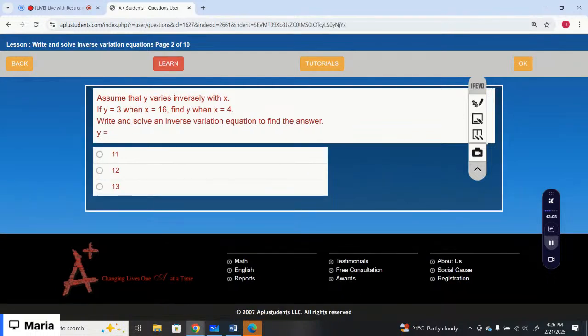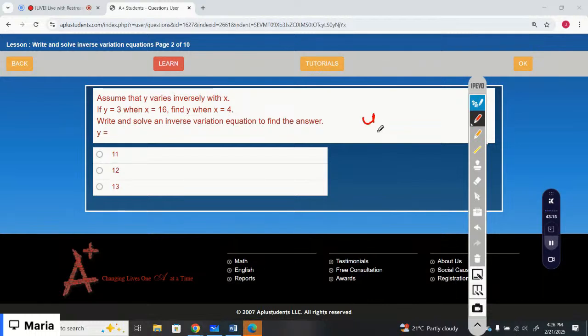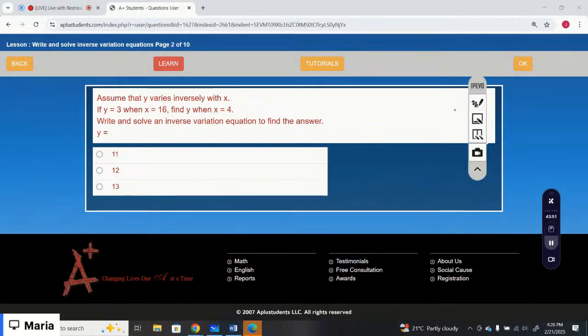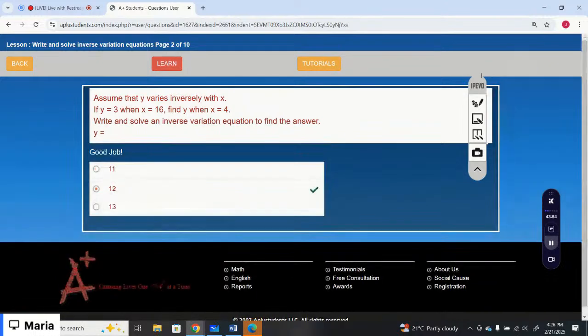Assume that y is inversely proportional with x. That is y equals k over x. You need to find the k, so k is y times x. 16 times 3, that is 48. So k is 48. Now use k and x and find the y. Y equals 48 divided by 4. That is again 12. The correct option is 12. Option 2 is the correct option.